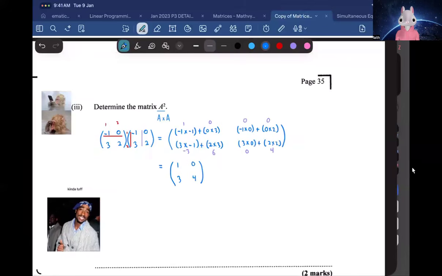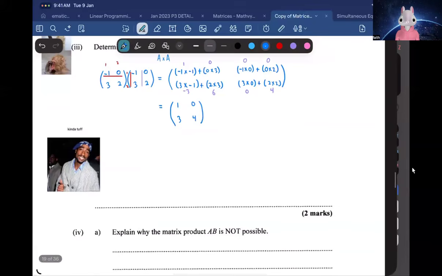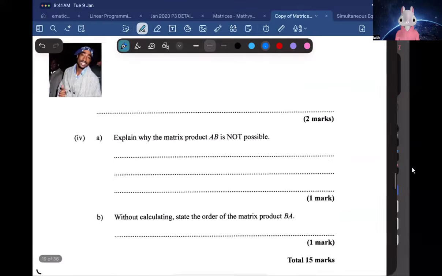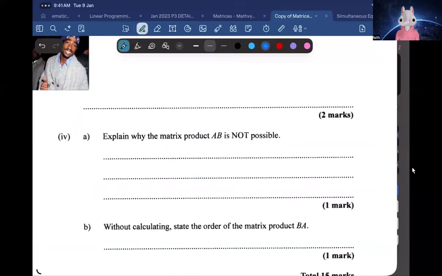Is there anybody that's really confused as to why I multiplied A by A? No? All right. Just to clarify, I did that because it was A squared, and A squared means A by A. So I'll multiply matrix A by matrix A. Right, so part 4 now.